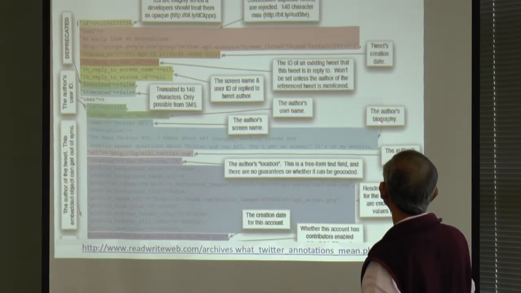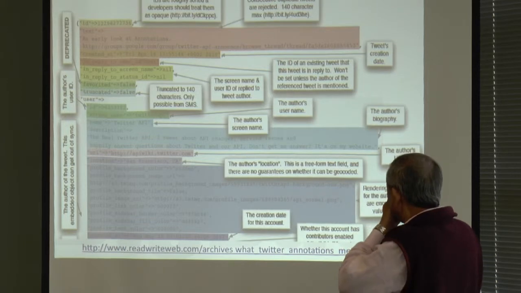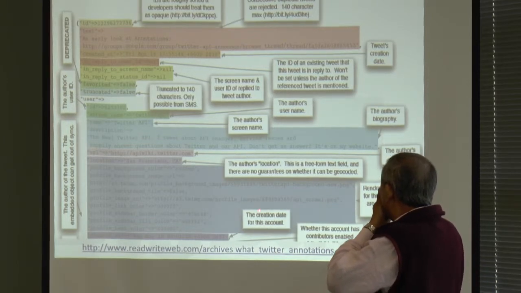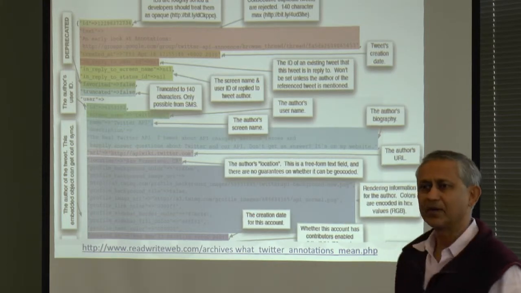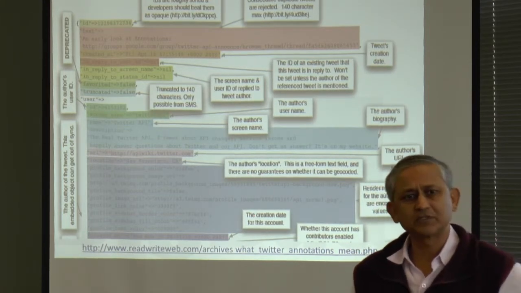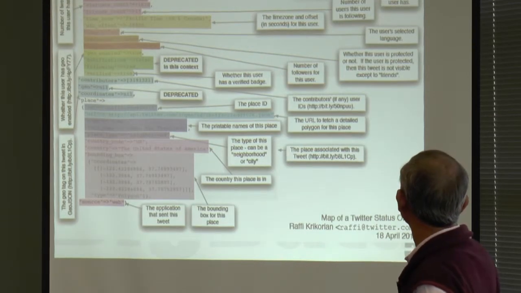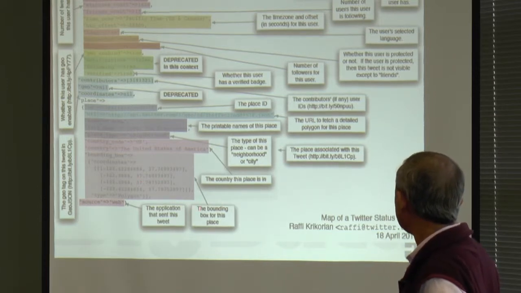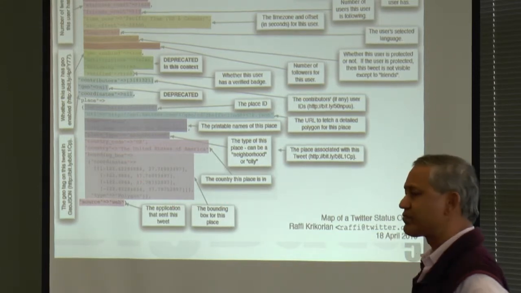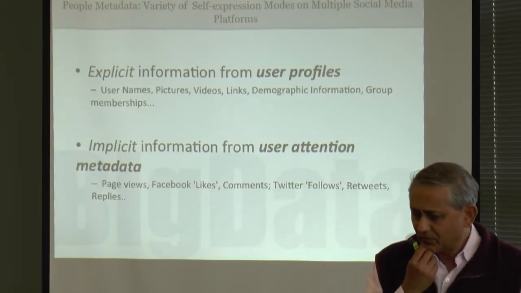You can see a whole variety of names. I won't go into too much, but for example, author's screen name, author's username, creation date of this account. So many other things can be picked up to help us make better use of that data. There's some more of that going on, but you get an idea. There's so much, like the bounding box of this place. So there is a variety of metadata.